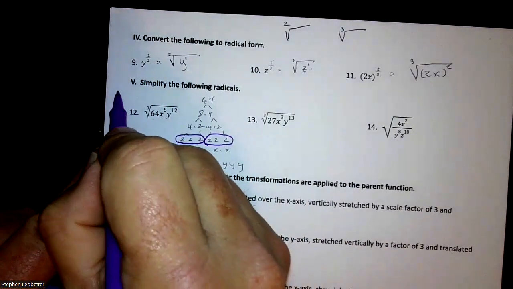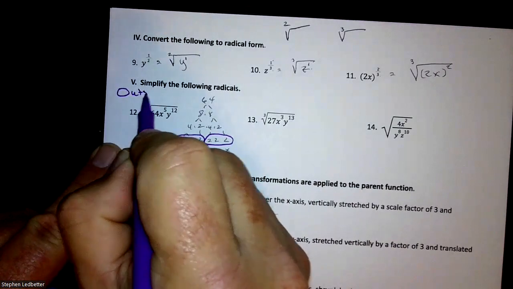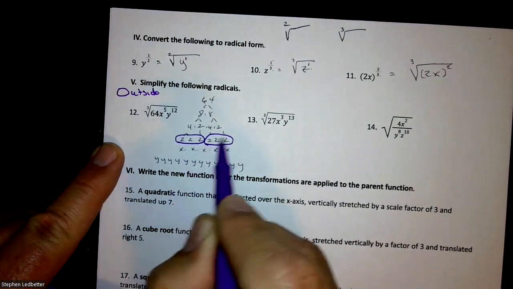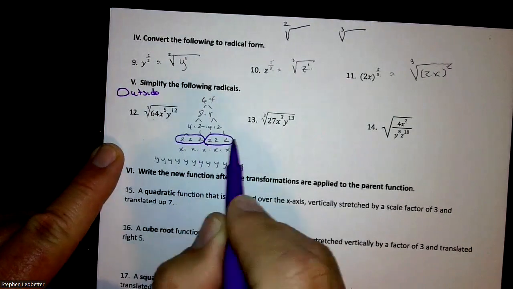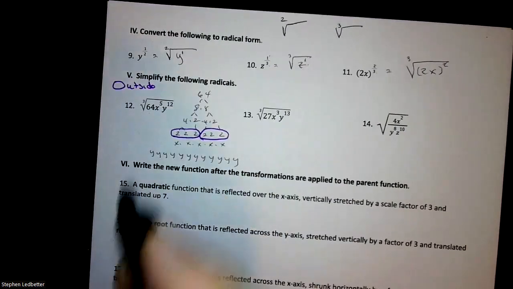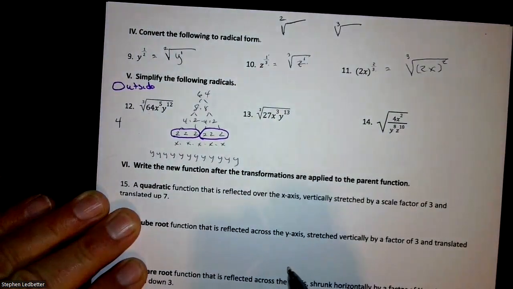In our class, I talked about when you circle it, it looks like the word outside. So anything I got circled, it looks like the O for outside. So this goes outside and this goes outside. Since these are numbers, we can multiply them. So 2 times 2 is 4. So I'm going to have a 4 go outside of the radical.